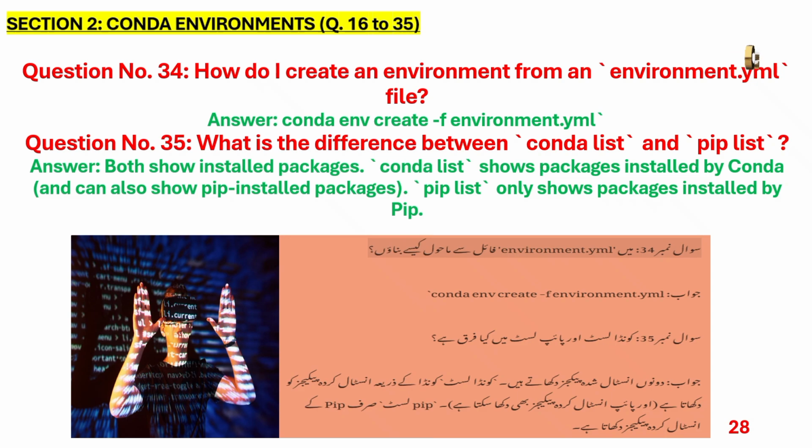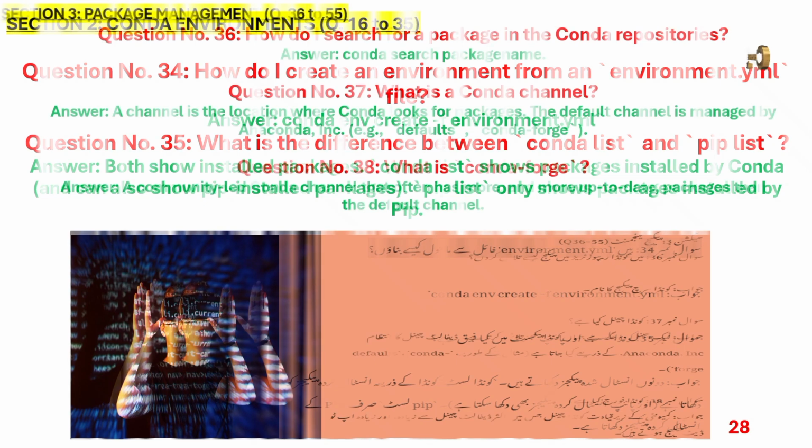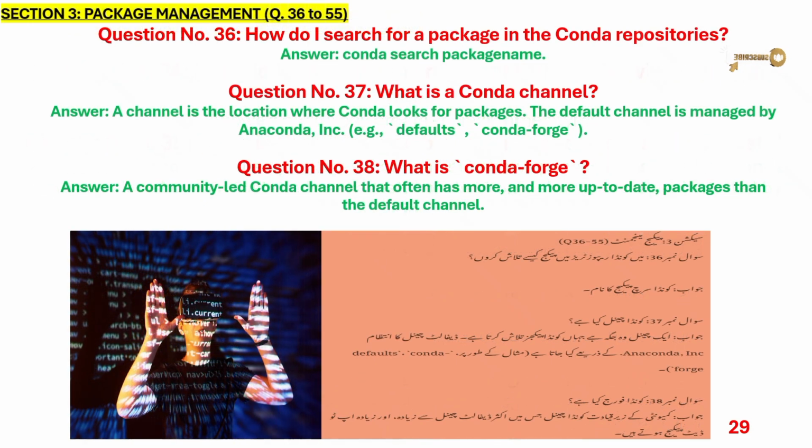Section 3. Package Management, questions 36 to 55. Question number 36. How do I search for a package in the Conda repositories? Answer. conda search package_name. Question number 37. What is a Conda channel? Answer. A channel is the location where Conda looks for packages. The default channel is managed by Anaconda, Inc., e.g. defaults, conda-forge.